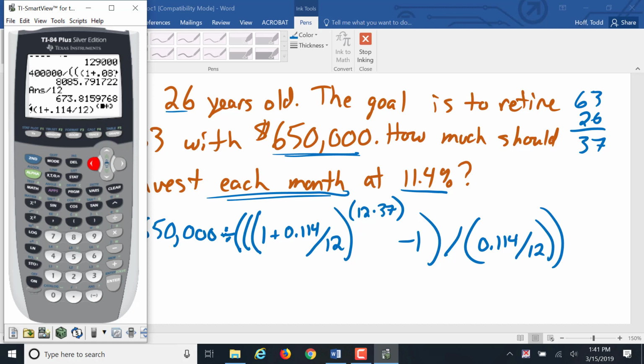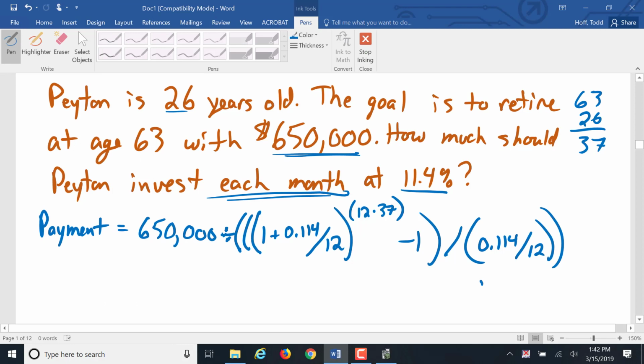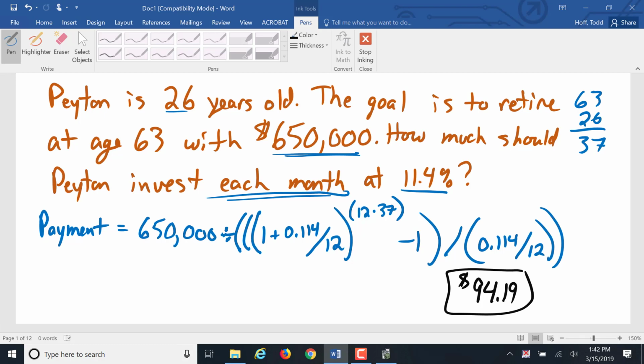As you see there, one of the problems with this long of a formula is you've got to pay close attention, because one little key not registering will obviously throw off the whole formula. You have to re-enter the whole thing again. So I get $94.19. So less than $100 a month starting at age 26, and Peyton will get that $650,000 at age 63.